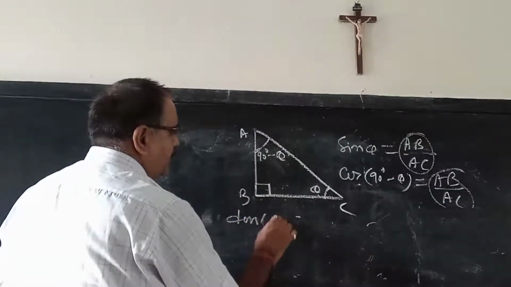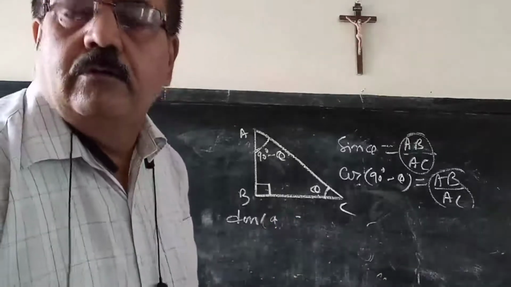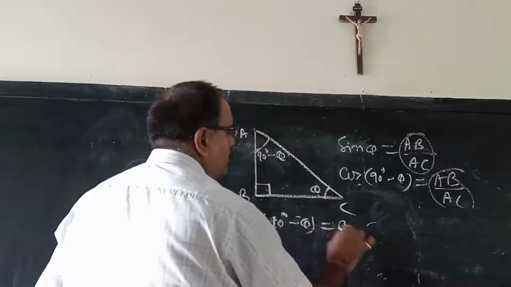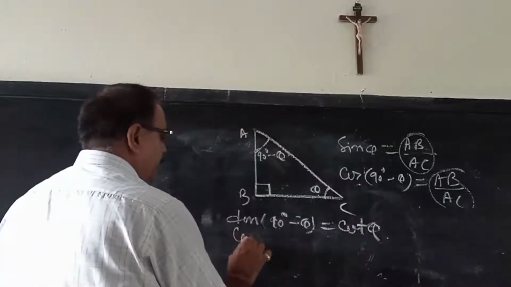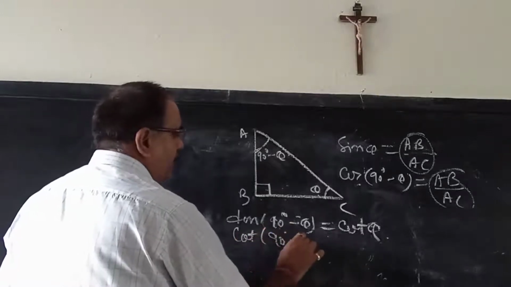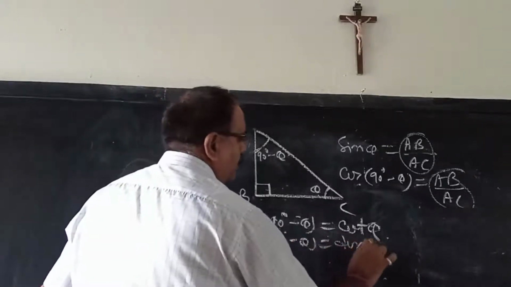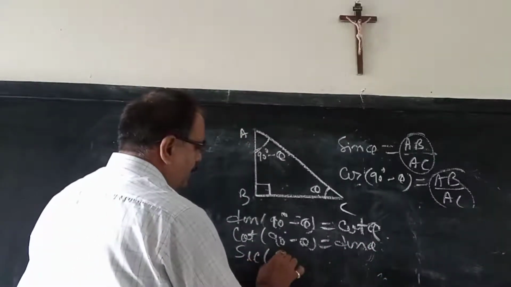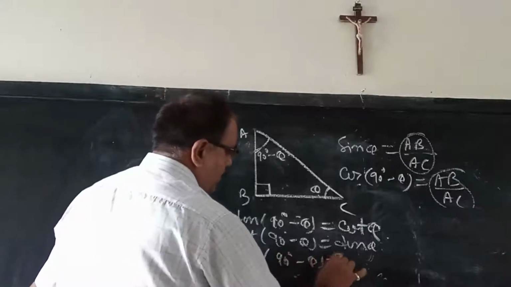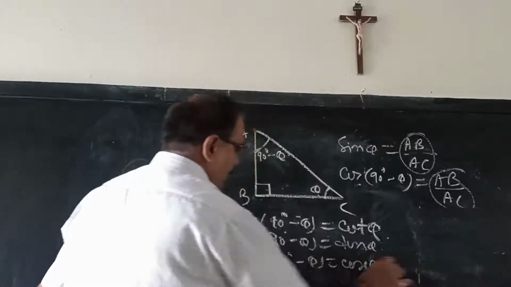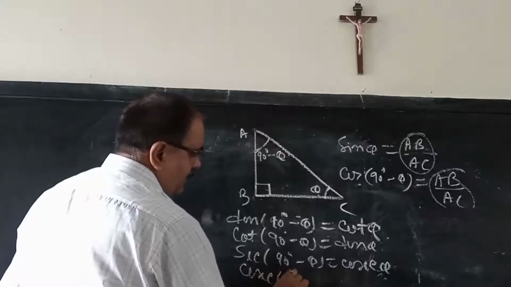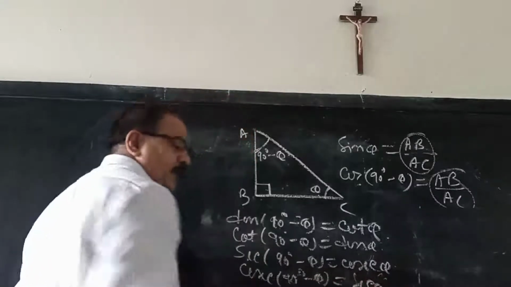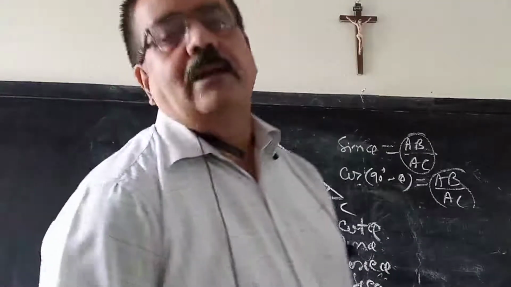Tan(90 degrees minus theta) is equal to cot theta. Cot(90 degrees minus theta) is equal to tan theta. Sec(90 degrees minus theta) is equal to cosec theta, and cosec(90 degrees minus theta) is equal to sec theta. Right.